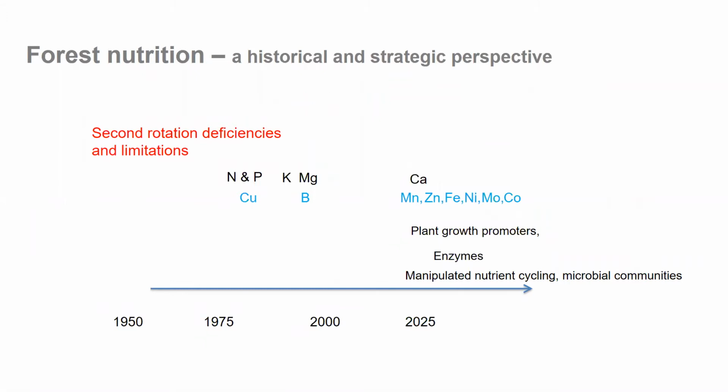In terms of a history of forest nutrition, it developed after identification of second rotation deficiencies. They looked at the macronutrients N and P; copper, potassium, magnesium ratio became a concern. So as we get closer to 2025, we're tending to head towards these micronutrients and other enzymes that we might be able to manipulate on forest growers' behalf.